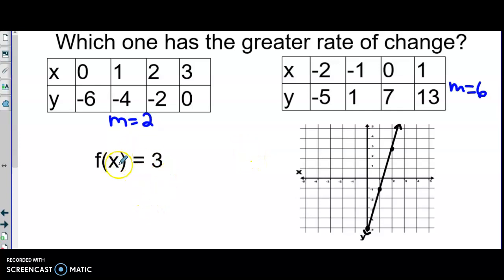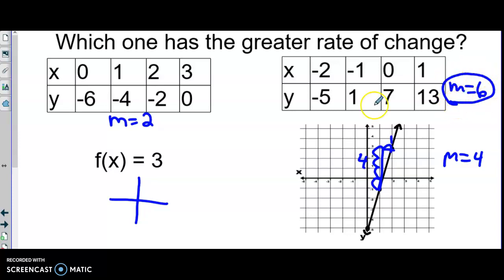If we have a function that says f of x equals 3, that means when you graph it, well, we'll talk about this one in just a minute. We'll talk about graphing that. Let's go and find the rise over run here. To get from this point all the way up to this point, we have to rise up 1, 2, 3, 4 spaces up and 1 space over. So this slope is 4 over 1, or 4. So I think you can already tell which one has the greater rate of change. It's going to be this graph right here.